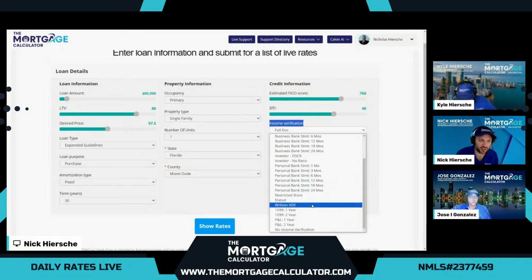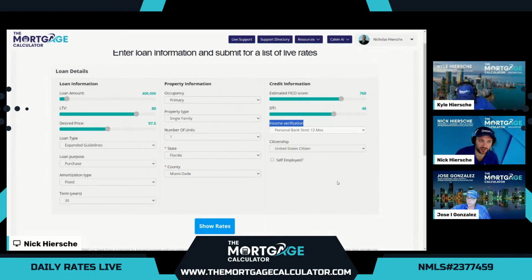We have RSU, stated, VOE, 1099, P&L, no income, CDFI, all kinds of different options. But the most popular here is our 12-month bank statement program, and that's for our self-employed borrowers. Many times it's our self-employed borrowers, when they submit 2 years of tax returns, may have various write-offs or reasons where they might not quite qualify, or just may need a little bit more income. So we'll solve that problem.